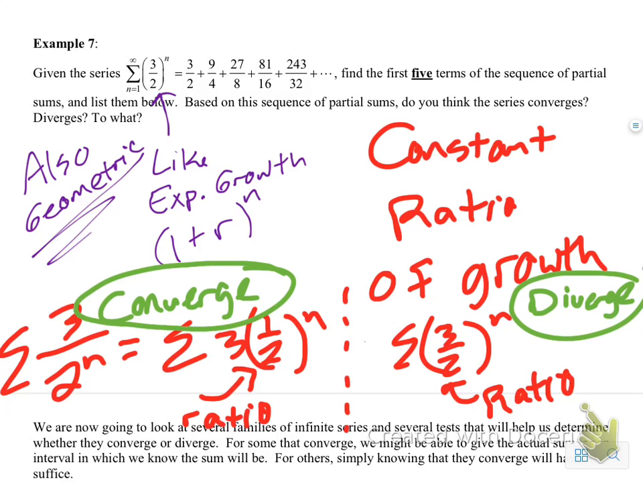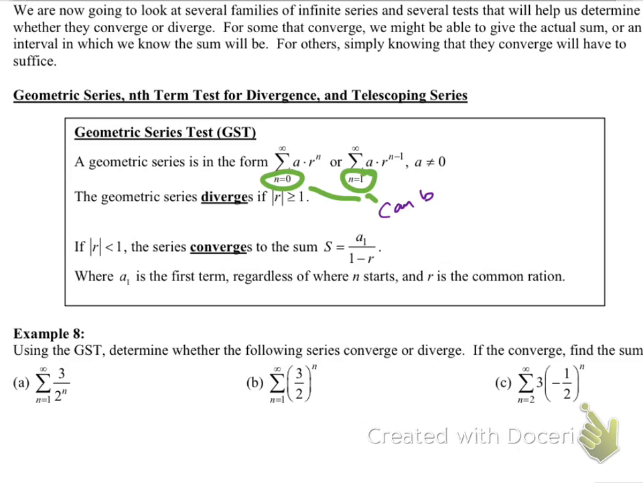Okay, so they converge and diverge because of that ratio being less than 1 or greater than 1, respectively. Shall we continue? Then I get this. This is the generalization. Let's talk about this thing called a geometric series. The geometric series test, we like to call it.